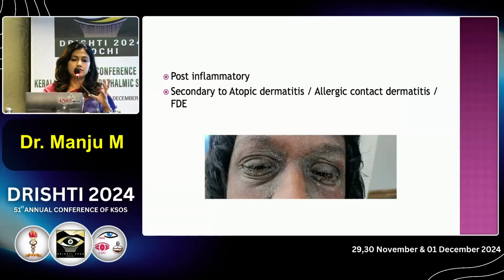Post-inflammatory, when there is pigmentation secondary to atopic dermatitis, allergic contact dermatitis, or fixed drug eruption, we call it post-inflammatory pigmentation. In the initial stages, that will present as erythema, and later when it heals, it can leave pigmentation and present as dark circles.